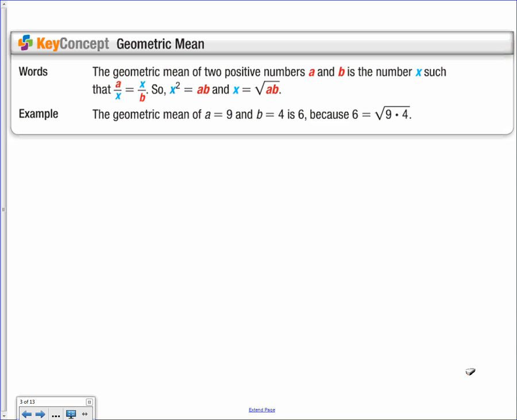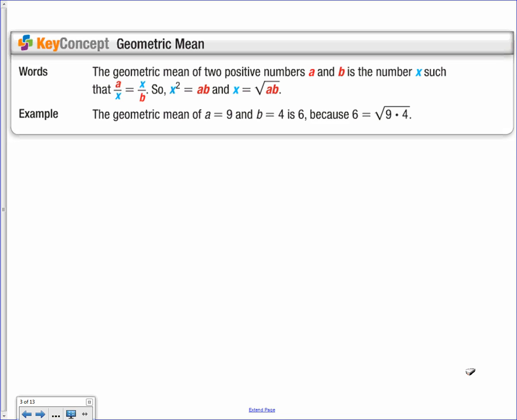So the geometric mean of two positive numbers, a and b, is the number x such that a over x equals x over b. So x squared is a times b, and x is the square root of the product of a and b. This means that the geometric mean of two numbers 9 and 4 is 6, because 6 is the square root of 9 times 4.